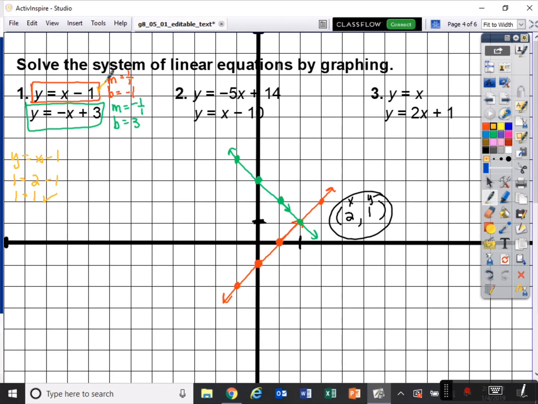I'm going to check the second equation. Y equals negative x plus 3. Okay, instead of y, we're putting 1. And then negative, and instead of x, we're putting what x is, which is 2. Well, negative 2 plus 3 is 1, so that one also checks, so I know my answer is correct.